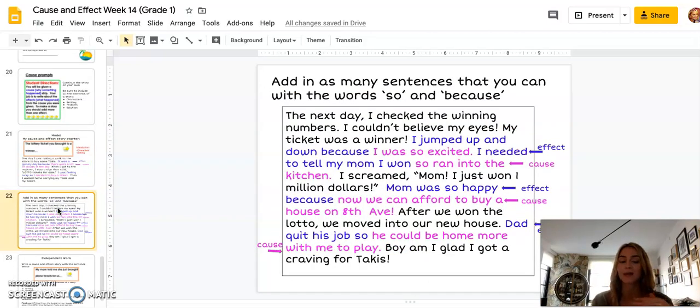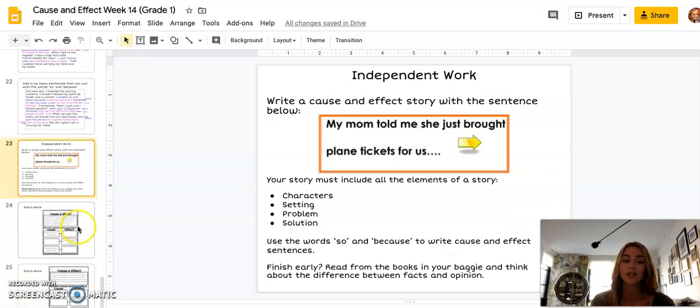Today, what I want you to do is write a cause and effect story with the sentence below. I'm going to give you a sentence starter. My mom told me she just bought plane tickets for us. Now you're going to think about what you're going to write using that sentence starter. I want you to include characters, setting, a problem, and a solution. And I want you to use the words so and because to write the cause and effect, okay? That is the big idea of the writing.